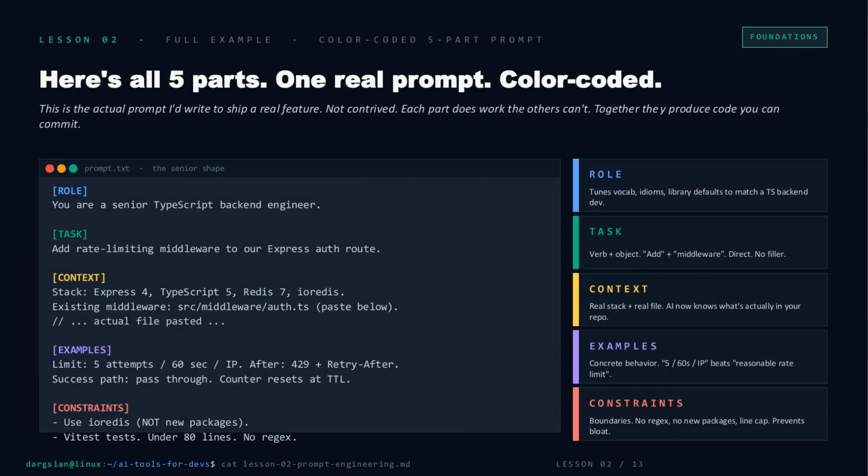Here's what that looks like in the wild. A real prompt I'd actually send to ship rate limiting on an express auth route. Role tunes the AI to TypeScript backend idioms. Task is a clean verb object. Add middleware. Context pastes the actual stack and file so it's not guessing. Examples pin down concrete numbers. 5 attempts per 60 seconds per IP beats vague hand-waving every time. And constraints fence it in. Use IO-Redis, Vitest, under 80 lines, no rejects. 5 parts, 1 prompt, commit-ready output.